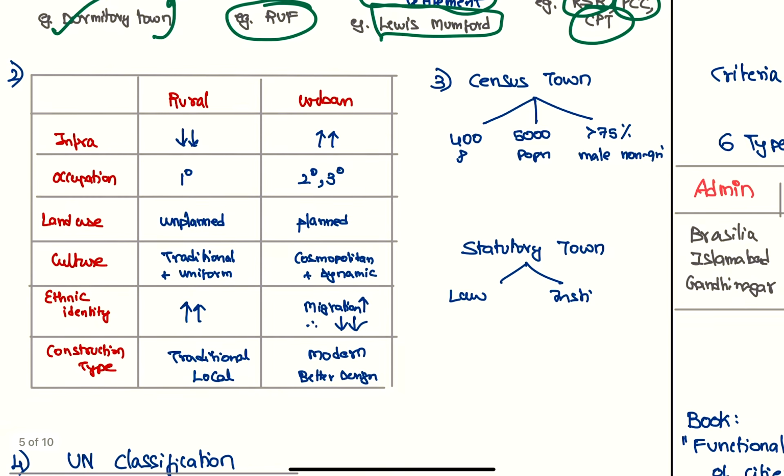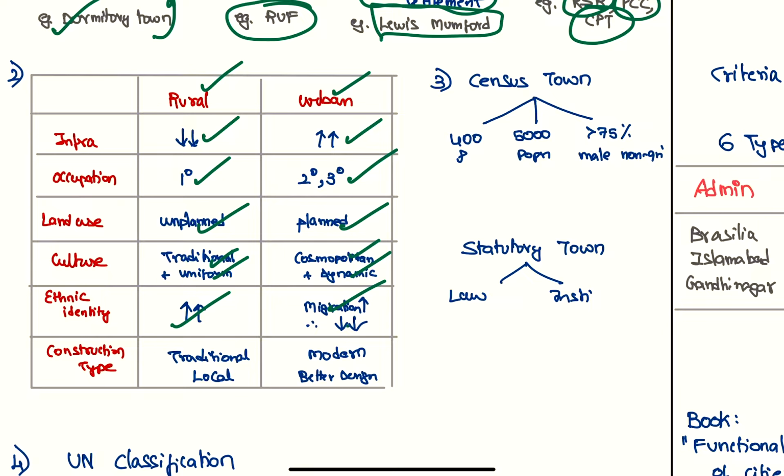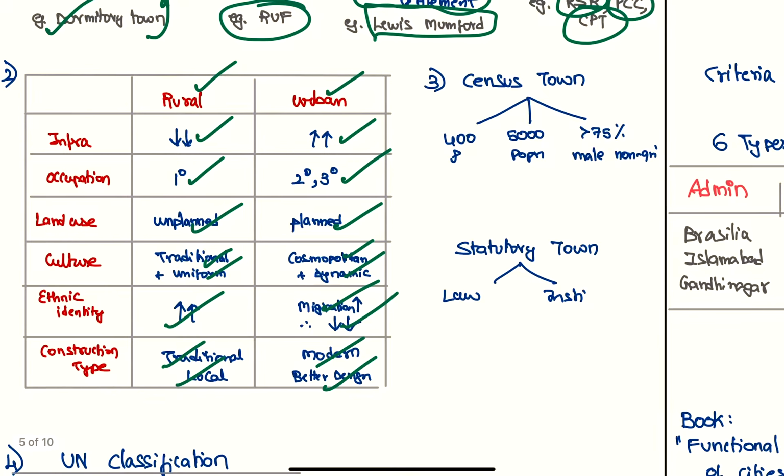So the first type of classification is between rural and urban. Here infrastructure will be poor, here it will be better. Agricultural related, manufacturing and services; it will be planned, traditional and uniform culture, cosmopolitan and dynamic culture, high ethnic identity, because of migration, high diversity, therefore low ethnic identity, traditional materials with the local traditional designs with the local building materials, better designs with modern building materials.